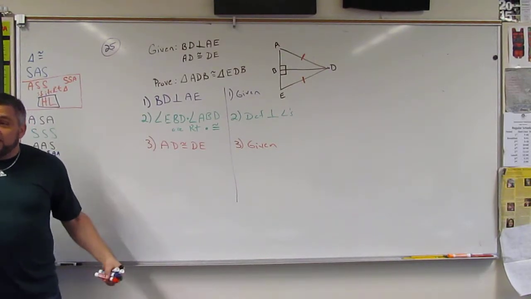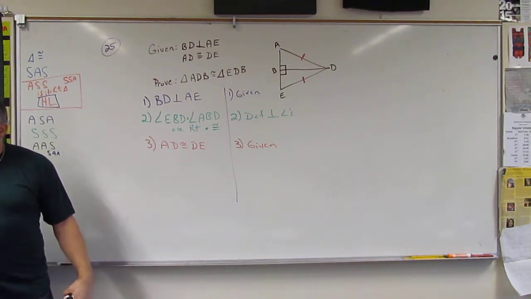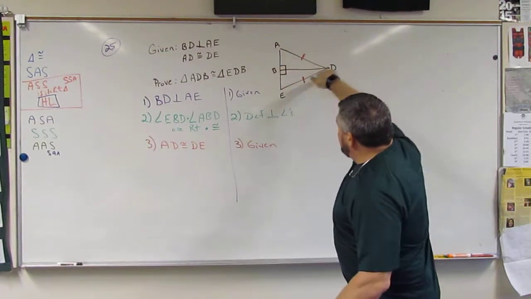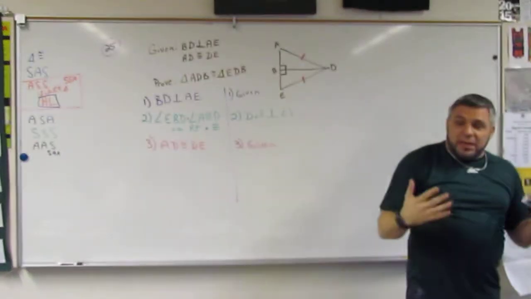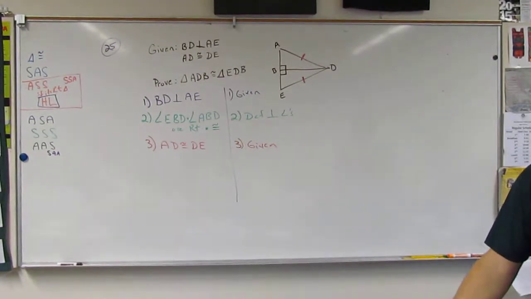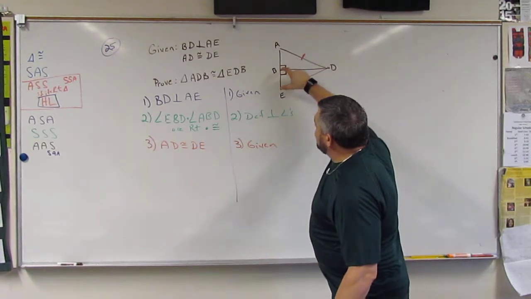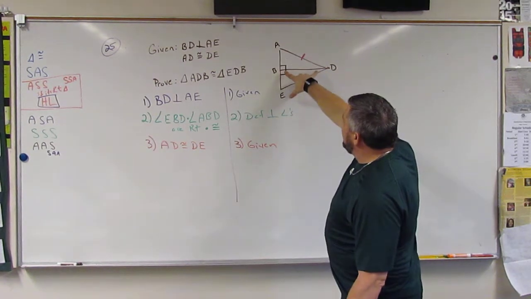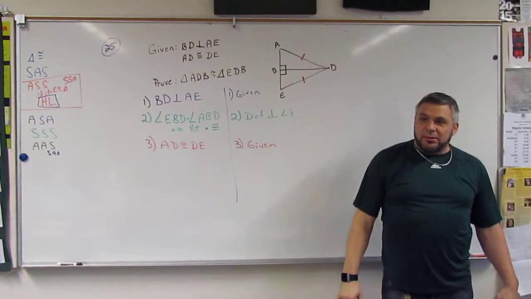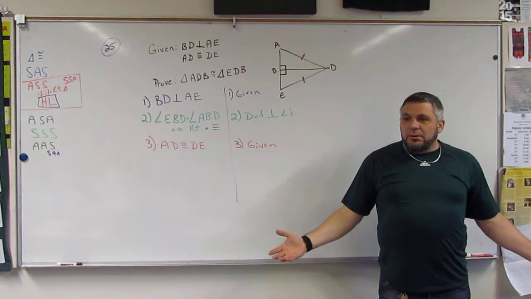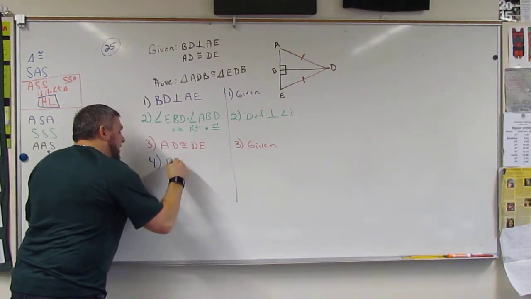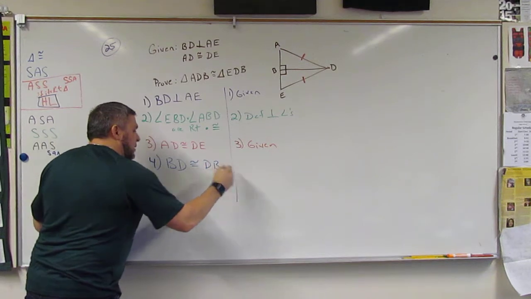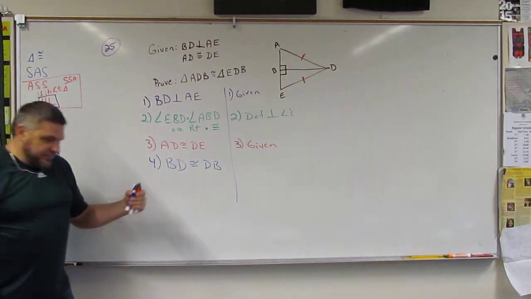And then if we're going to do angle side side, we need another side, don't we? So right now we know that the hypotenuses are congruent. We know we have an angle, but we have to prove that either this side or this side is congruent. Can we prove one of those things? And how? So is BE congruent to AB? Or is BD congruent to DB? Which one of those can we prove? Why can we prove that BD is congruent to DB? Reflexive.